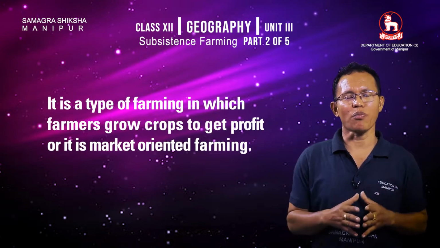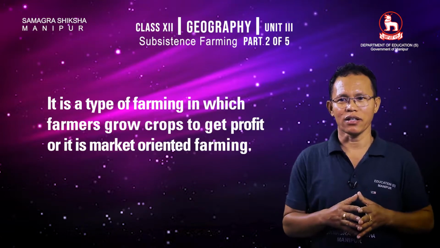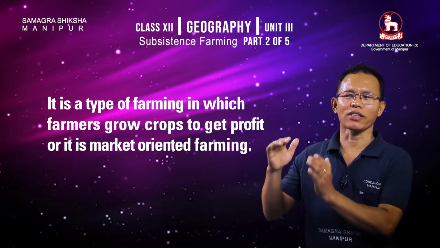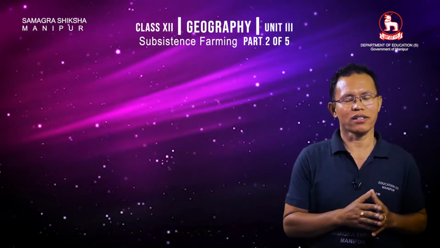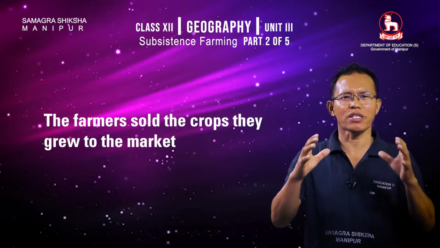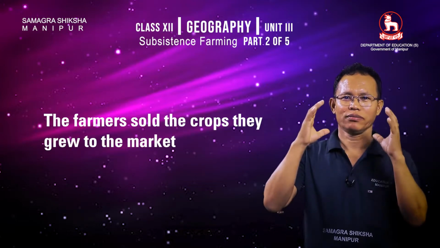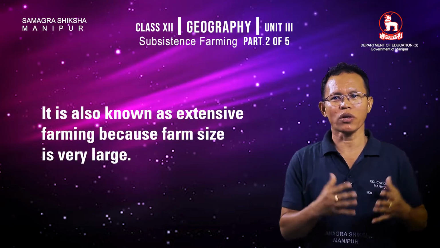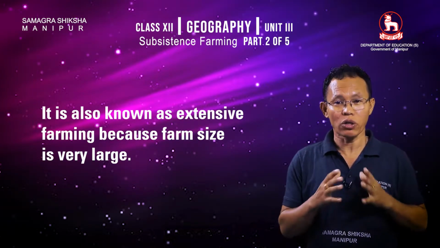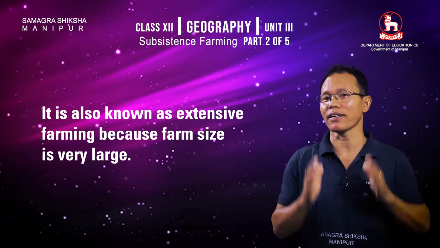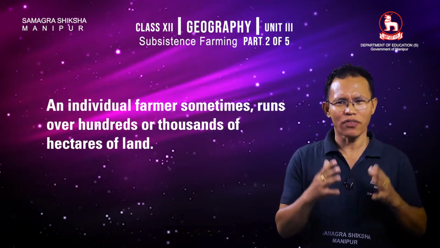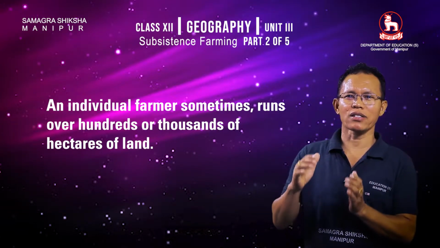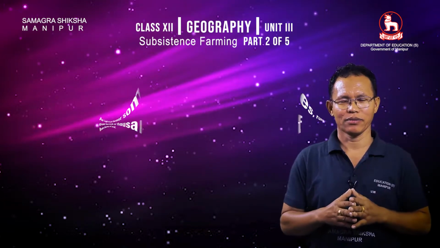Actually, it is a type of farming in which the farmer grows crops to get profit, or it is market-oriented farming. It means that the crops grown in commercial farming are sold in the market so that the farmer can get profit. It is also known as extensive farming because the farm size is very, very large. An individual farmer sometimes runs alone over 100 and 1,000 hectares of land.